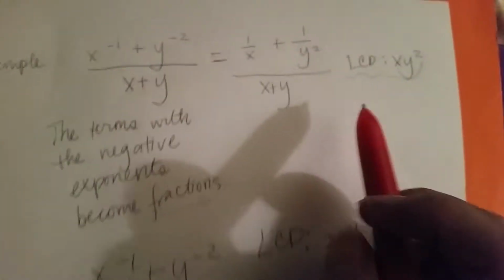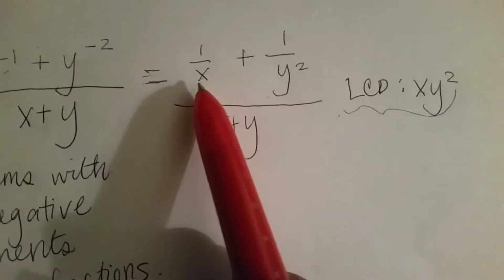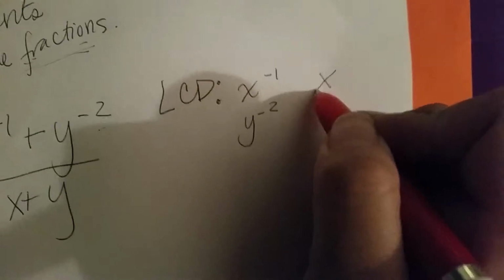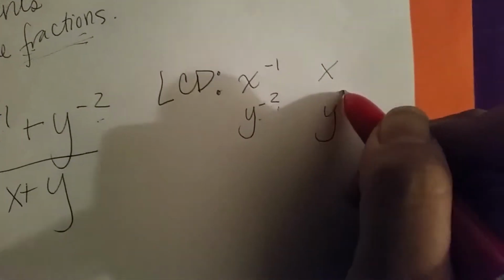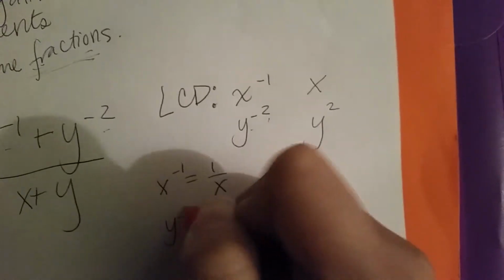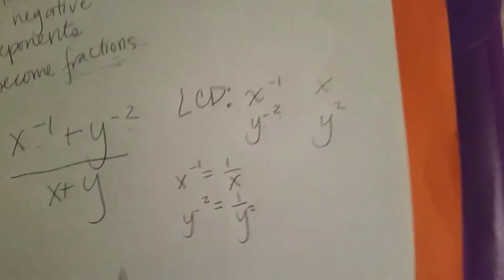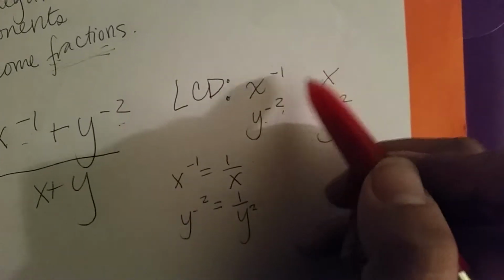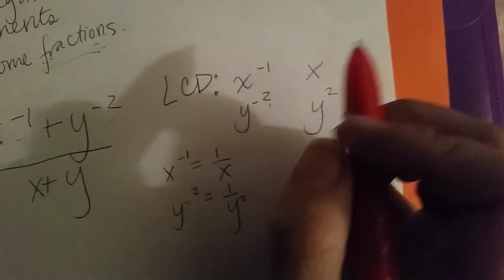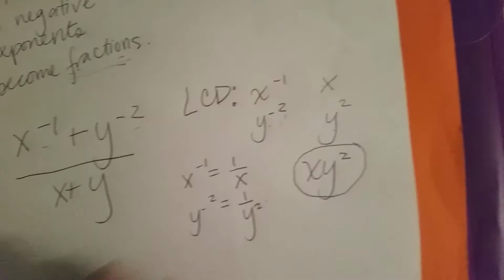Our least common denominator is made up of the reciprocals of our fractions. So we have to find the reciprocal of each term. The reciprocal of x to the negative 1 is x, and the reciprocal of y to the negative 2 is y squared, because x to the negative 1 is 1 over x, and y to the negative 2 is 1 over y squared. So the reciprocals are x and y squared. Now we need to figure out what divides both terms. To divide x and y squared, our least common denominator is x, y squared. That will divide both x and y squared.